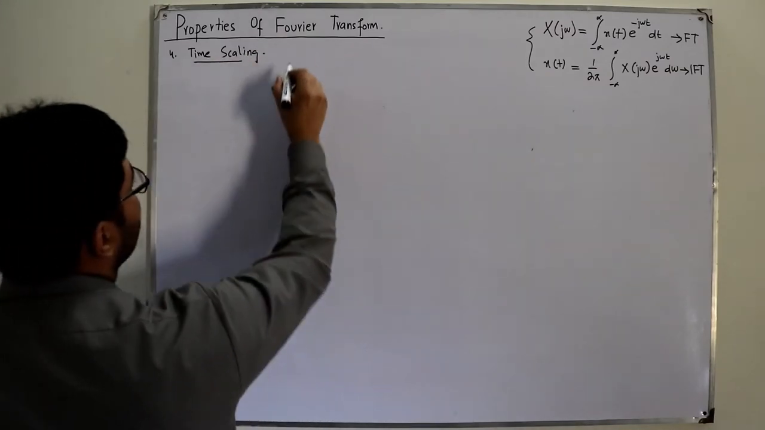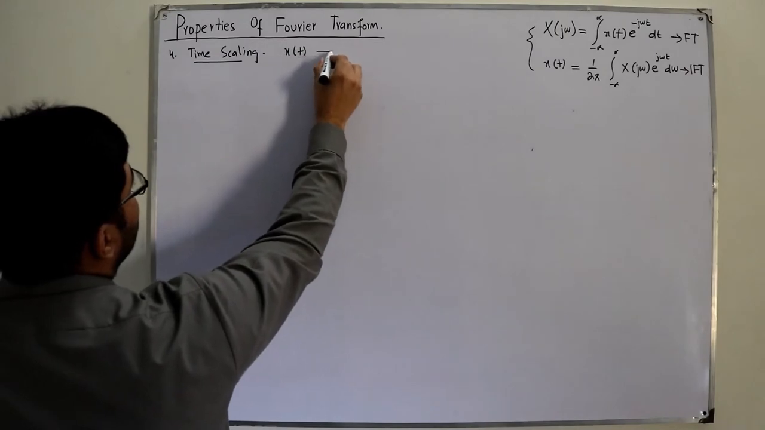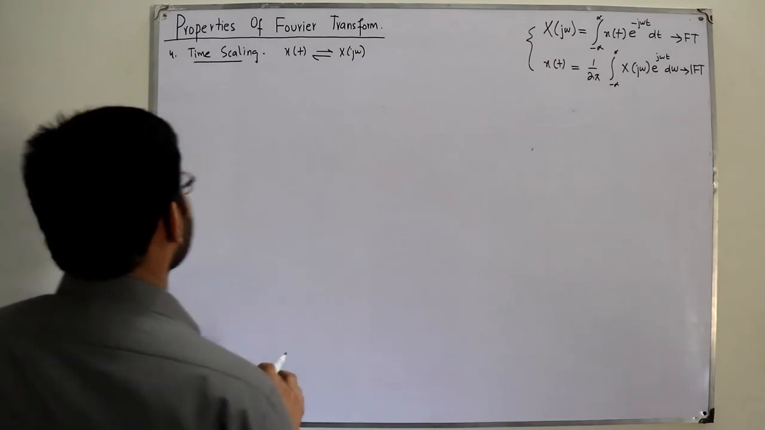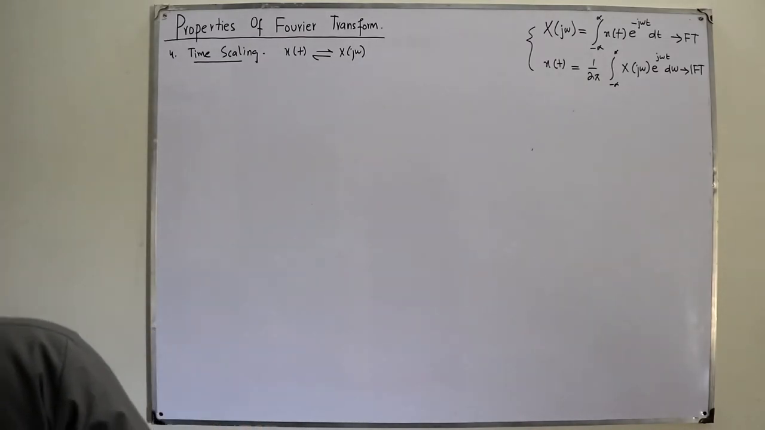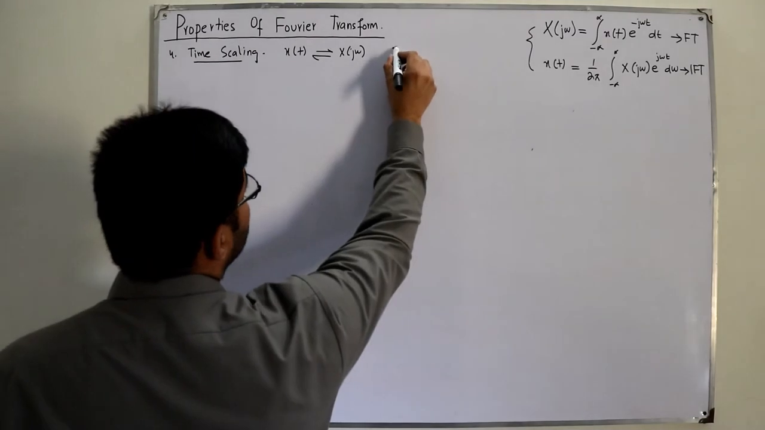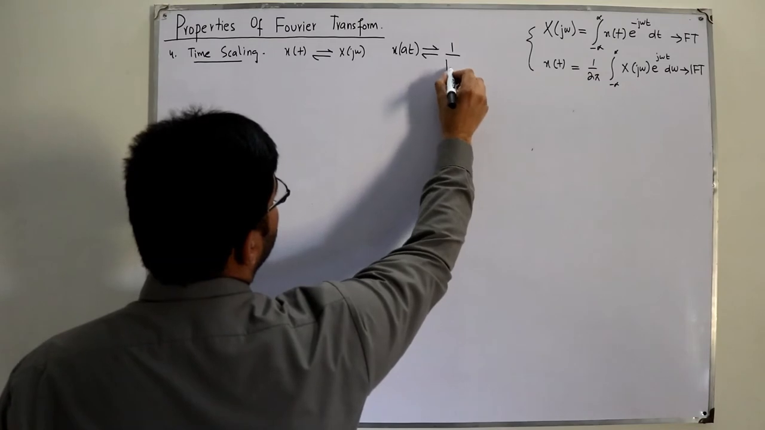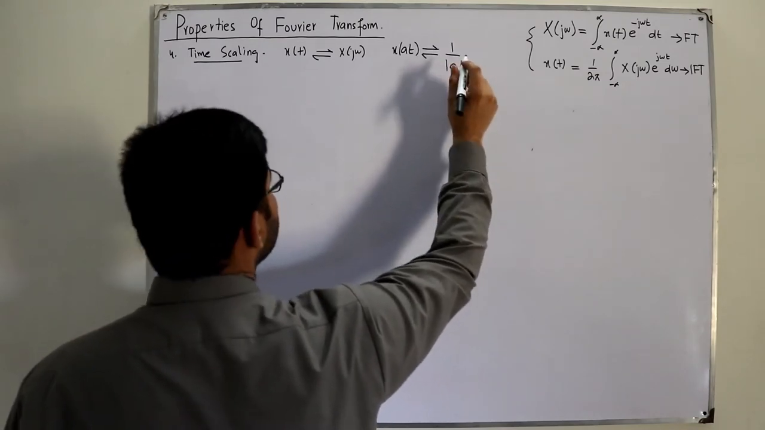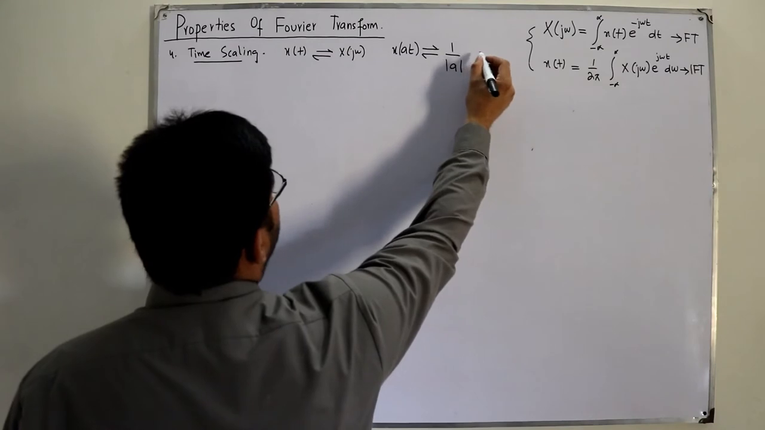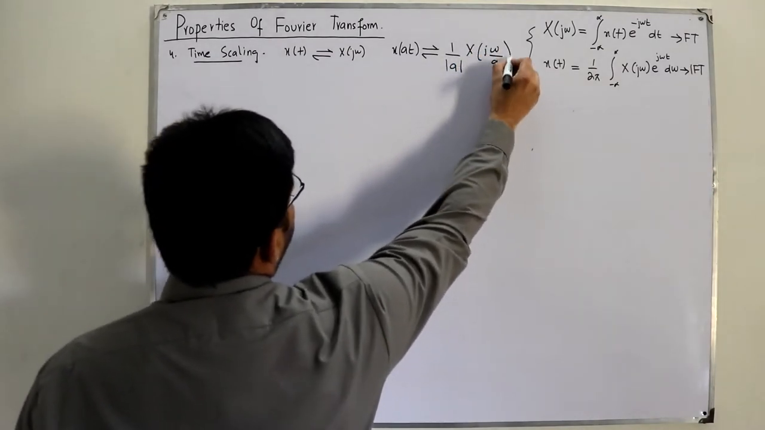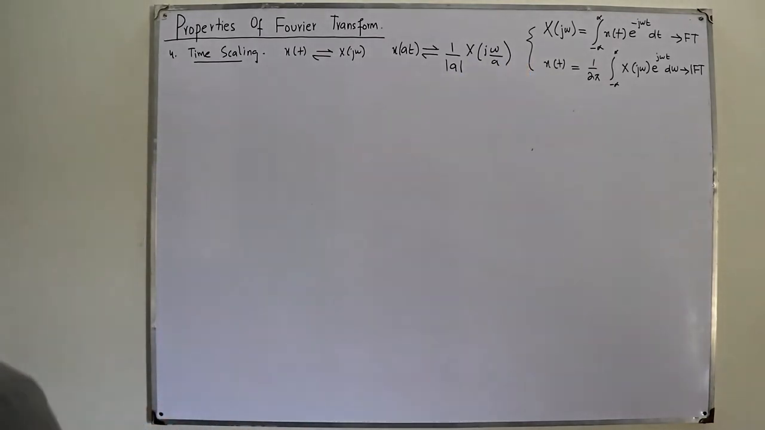Now again, if you have a signal x of t, its corresponding Fourier transform is x of j omega. Now if you time scale this by a factor, x of a t will have a corresponding Fourier transform equal to 1 upon the absolute value of a, and what? X of j omega by a. This is what this property is. And so let's prove it.